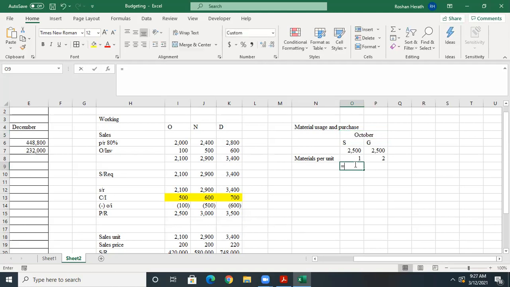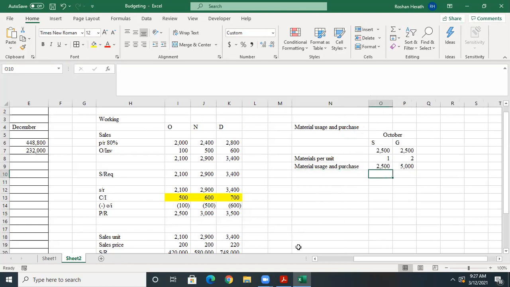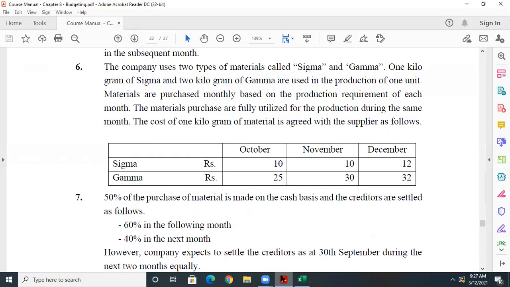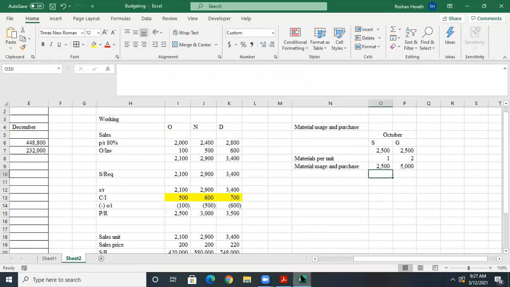Right. So here it comes to material requirement. You can multiply it 2,500 and 5,000. And the question says that this is a material usage. And also the question says that you're going to purchase the same because you are not going to maintain opening or closing inventory. So therefore you can simply take the material purchase as same. So the sigma will cost you 10 and gamma would cost you 25.